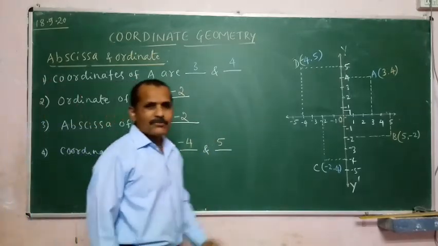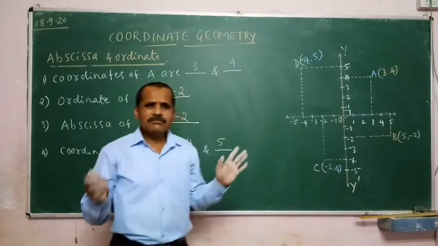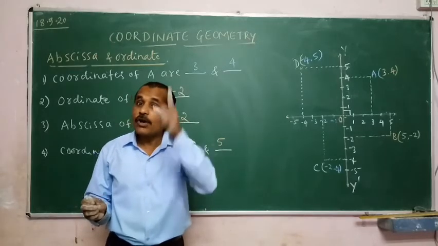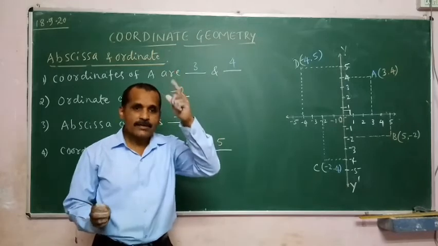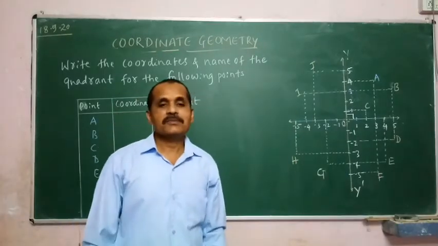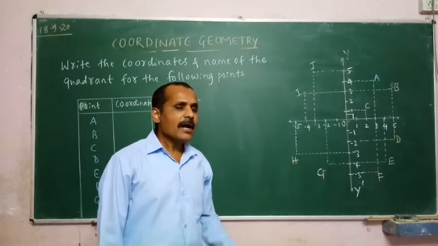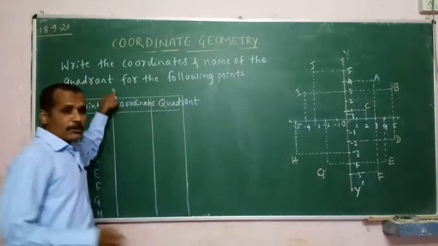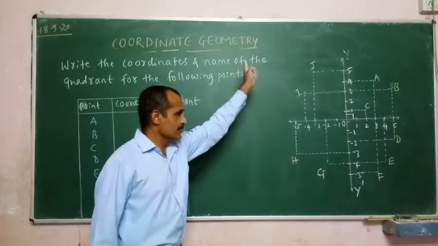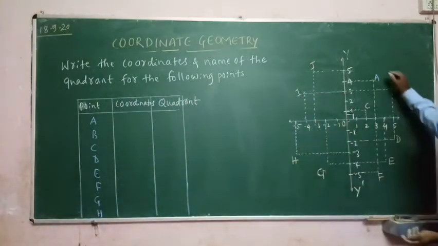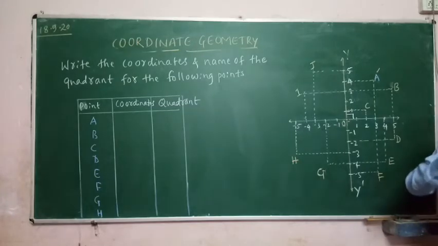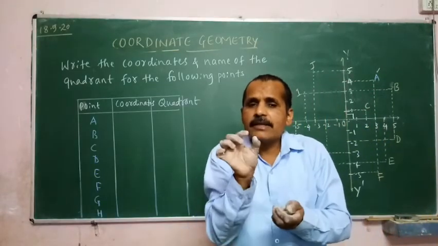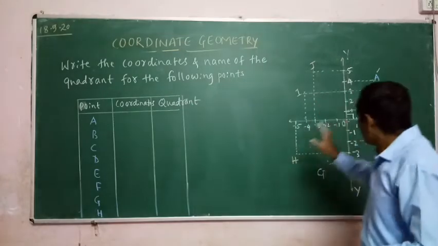Okay, students. Now we will practice one more problem. I'll give you some points, and your work is to tell in which quadrant they are. Here are some of the points on the Cartesian plane, and your work is to write their coordinates and the name of the quadrant, whether they belong to the first quadrant, second quadrant, for the following points. Come on, let us start. Can you tell me the coordinates of point A? Always first x followed by y. Whenever you are marking the coordinates on a Cartesian plane, think that you are at O, the origin. Your journey starts from here.